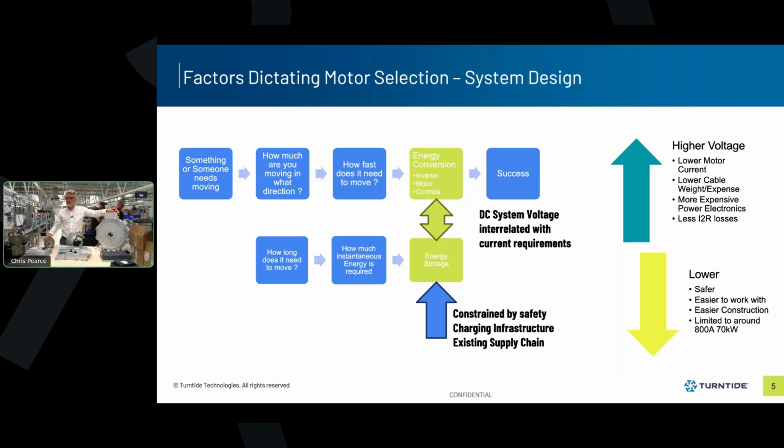That decision is constrained by a number of things, such as existing batteries that you've got on the shelf in your production lines and systems, and charging infrastructure. Or you're starting from scratch and the world's your oyster, in which case you're choosing a higher voltage to minimize loss through heating, I2R losses, lighter cables, lower motor currents. Or you're looking for a safer, easier to work with option, lower EMC requirements, but you're limited, around 800 amps of current with easily managed systems.